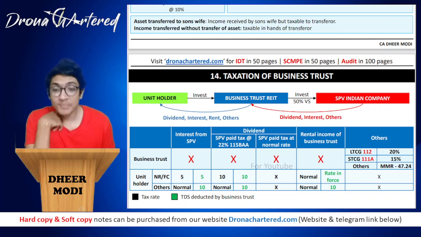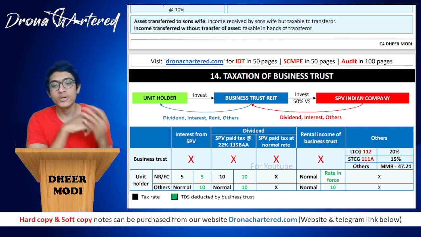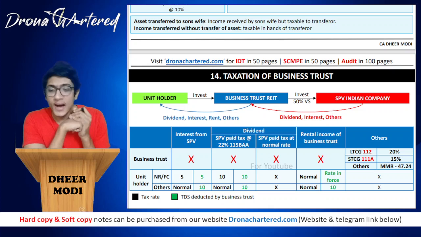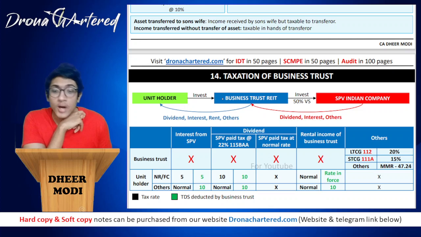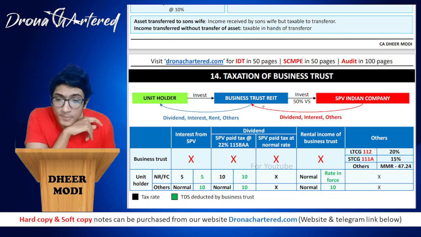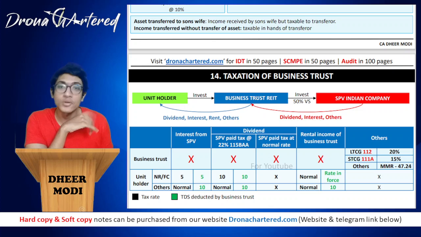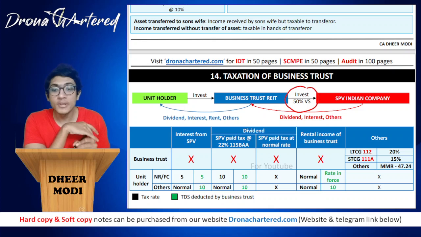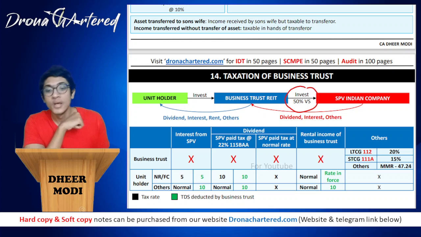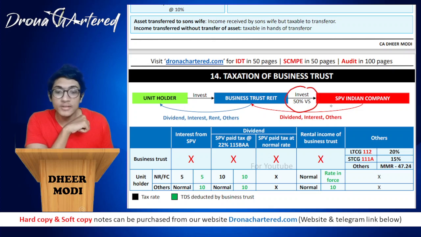Hello. Your next chapter is taxation of business trust, also known as taxation of REIT, that is your real estate investment trust. Now, how this works is there is a business trust or REIT which invests with 50% voting share in an SPV of an Indian company, that is your special purpose vehicle. So it invests 50% in this.